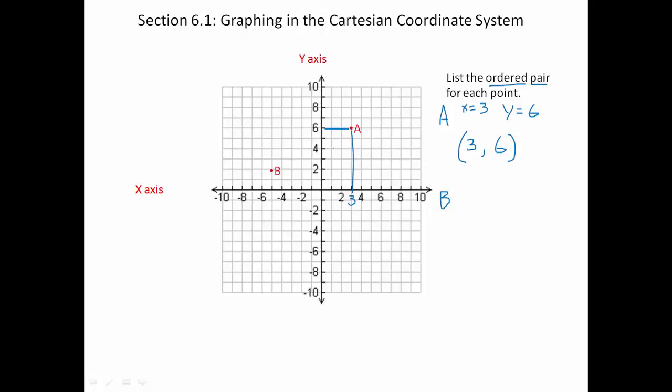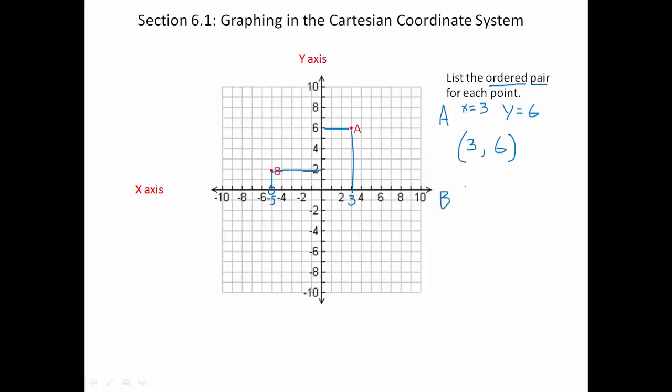So I look straight down to the x-axis from point B and see where that would fall on the x-axis. Going from that point and looking straight down, it looks like it's between the -4 and the -6. That would be a -5. And what about the y-axis? Where do you think that's going to be? Well, I'm going to look straight across to the y-axis, and it's at 2.